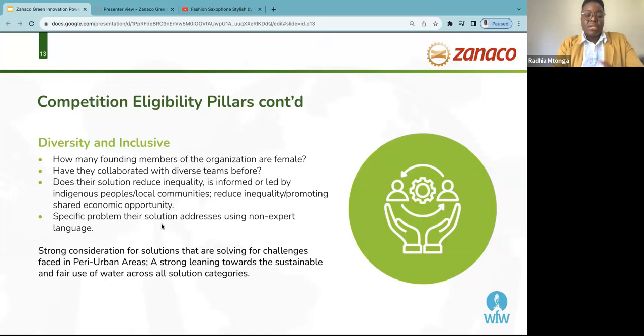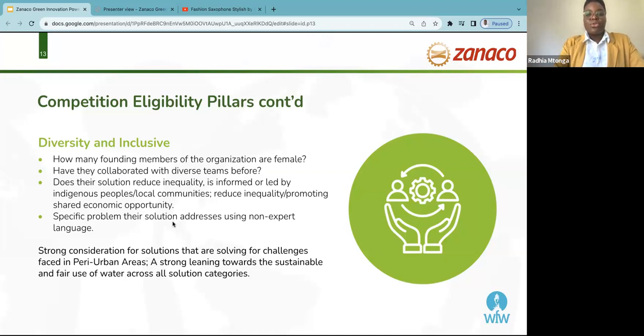And within the diversity and inclusivity, does your solution reduce inequality? Is it informed or led by indigenous people and local communities? I'll pause here and emphasize this point, because these solutions should be helping the communities that we live in. We're trying to improve or innovate for the context that we're in here in Zambia, the context of our communities. So does your solution draw from the indigenous knowledge that is already there? And does it make sense for the context that we're in here in Zambia or in your particular neighborhood, for example?